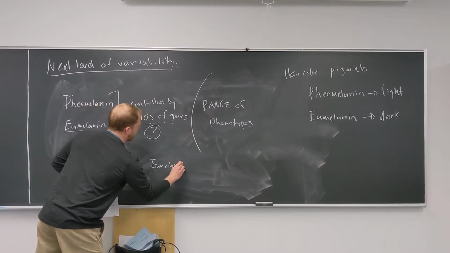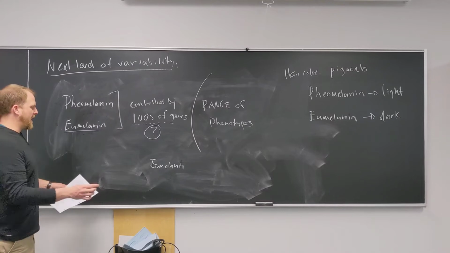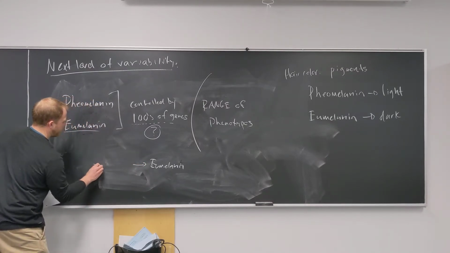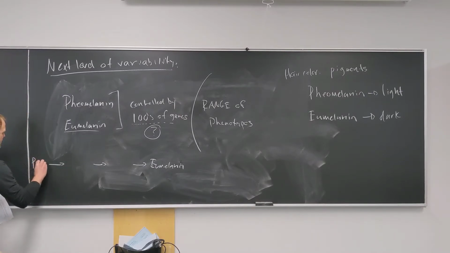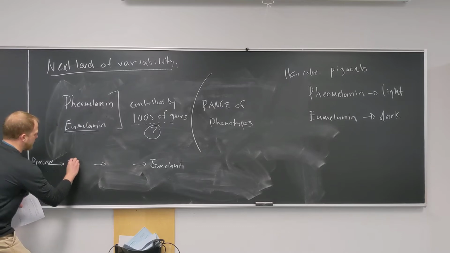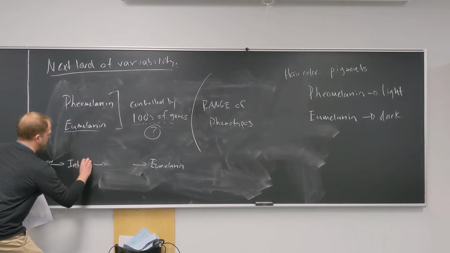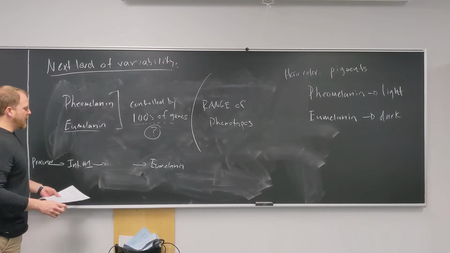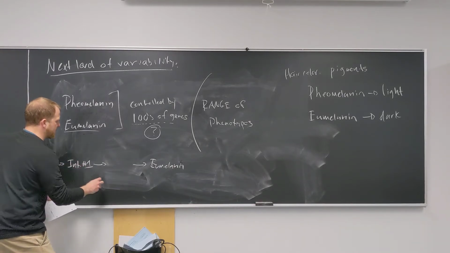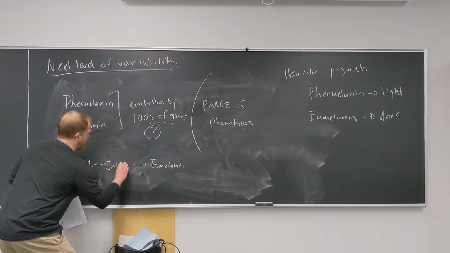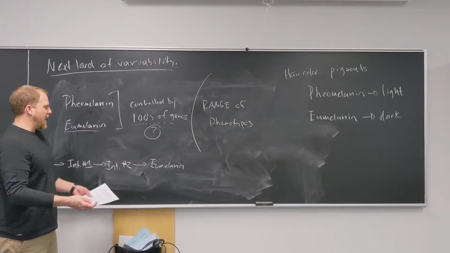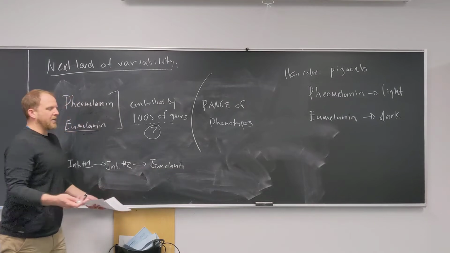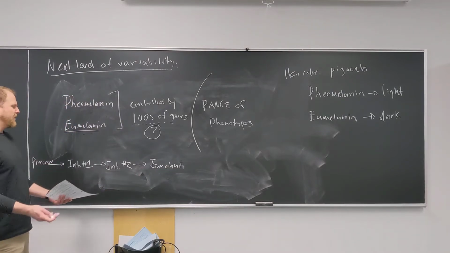Eumelanin is going to be the final product in a series of enzymatic reactions. There's going to be some kind of precursor molecule that can be converted into an intermediate. We'll call this intermediate number 1, and then through another enzymatic reaction, intermediate number 1 can be converted into a second intermediate, which through yet another enzymatic reaction can finally be converted into eumelanin. This is a simplified version.